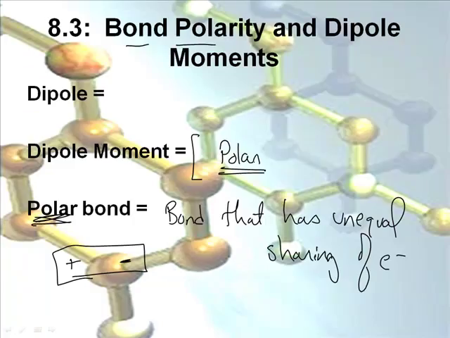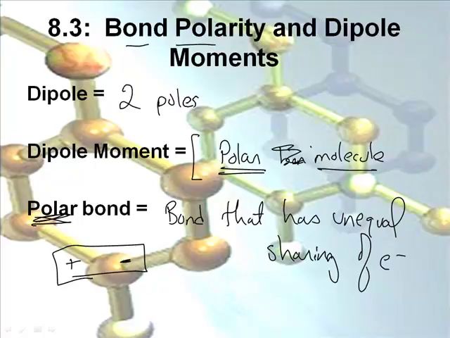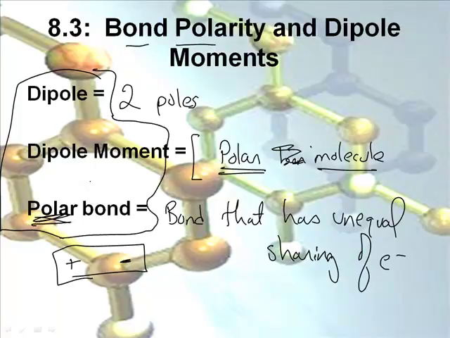All right. So a dipole moment is a polar molecule. It's basically just saying that something has a plus end and a minus end. And a dipole just means you've got 2 poles. Really, they're all kind of saying the same thing, but I want to make sure you understand that because on the AP test sometimes they use different terms. And so a polar bond has an unequal sharing of electrons.